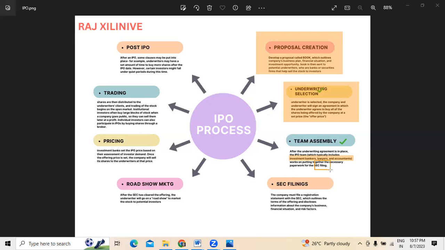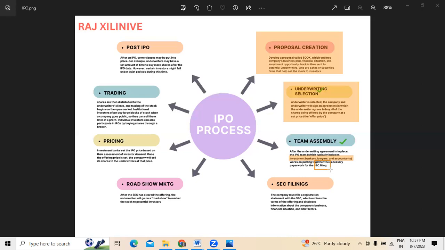SEC means, write down, Securities and Exchange Commission, which is called SEC. SEC stands for Securities and Exchange Commission. Understood, right? SEC filing.